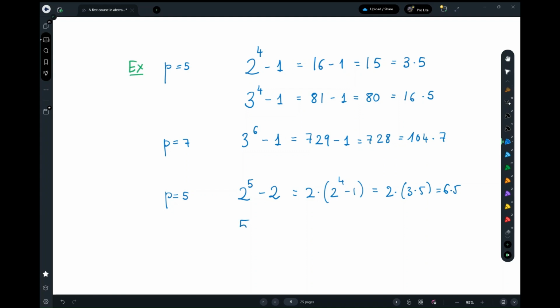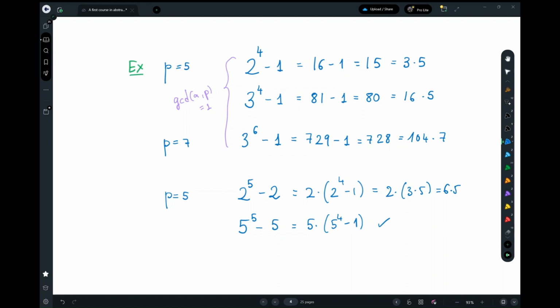But of course, if the number is divisible by 5 to begin with, the first form was for numbers that are relatively prime to p, but here I don't need the relatively primeness. And of course, this is going to be divisible by 5. This is 5 times 5 to the 4 minus 1, which is a multiple of 5 also, because the 5 is already right there. So all of these hold.